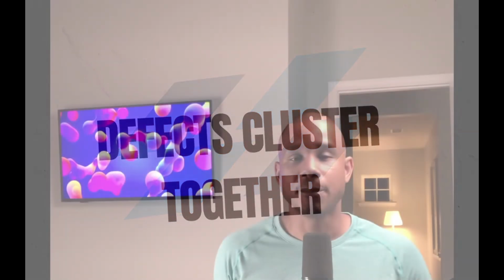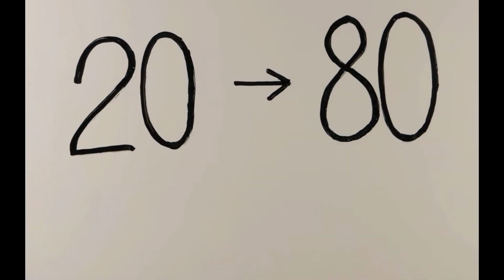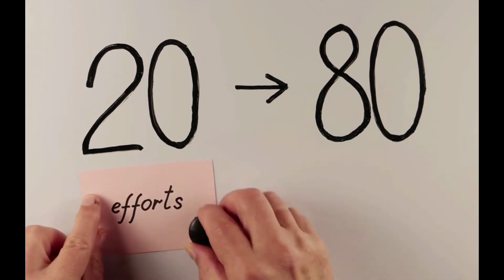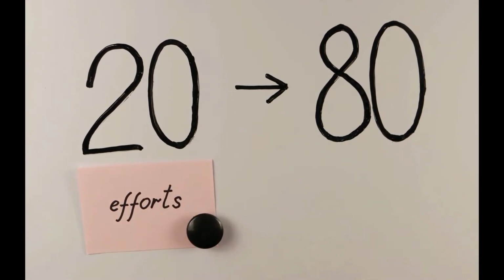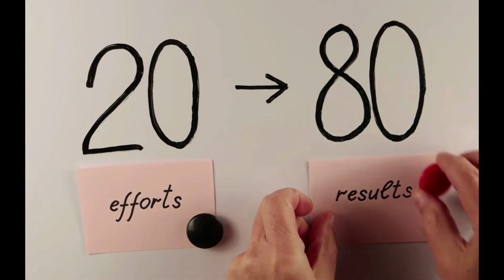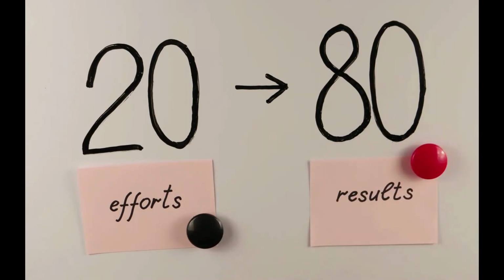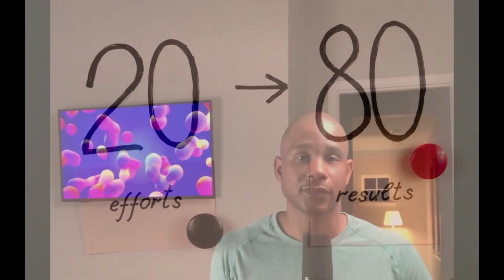Number 4, defects cluster together. Bugs tend to cluster together in certain areas of the code. The Pareto effect, 80-20, states that a small number of modules, 20%, usually contain 80% of the defects. Therefore, testers should focus their attention on these areas to find the most defects. For example, if a tester is testing a login system where the team knows that the authentication module is prone to frequent errors, they should put their efforts into testing that part of the module, since this is where most of the defects are likely to be found.